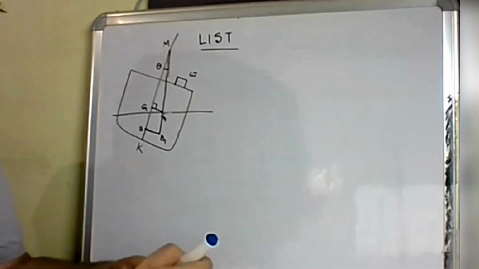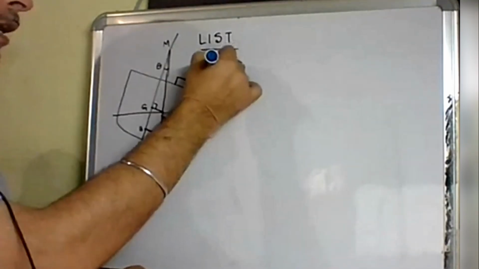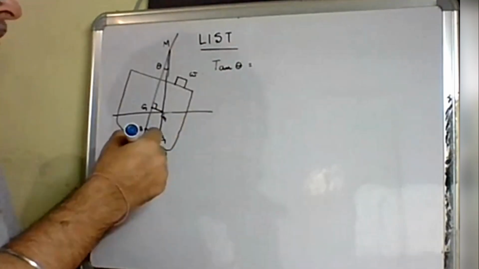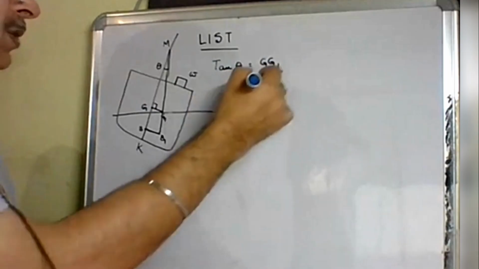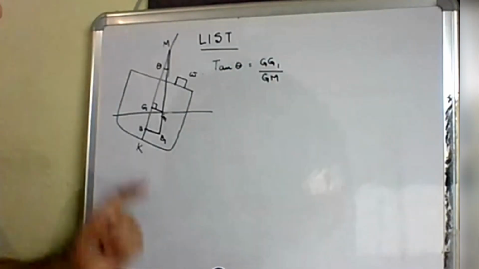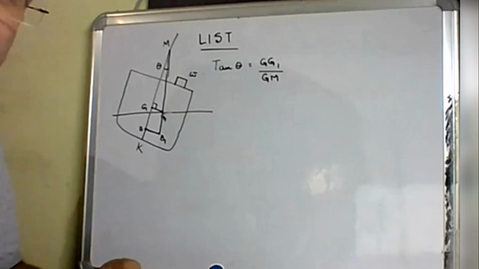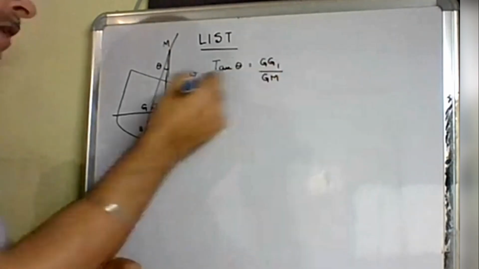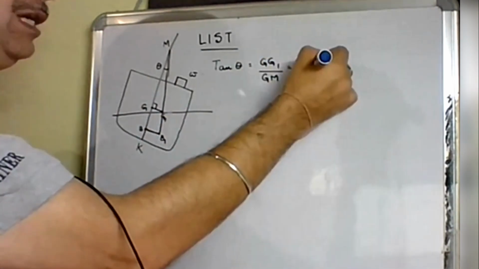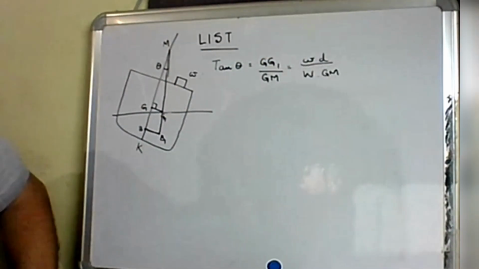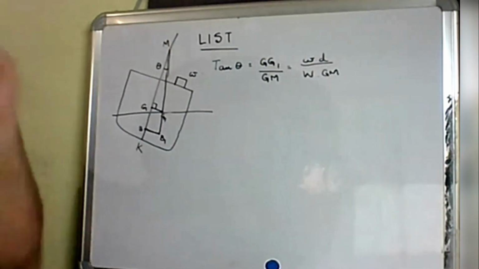So now the list, which is theta, tan theta is equal to perpendicular over base. So that becomes GG1. Mind you, GG1 is parallel to BB1, because the two are so close to each other. So therefore, GG1 will be equal to wd upon W. So therefore, tan theta becomes equal to wd by W GM.